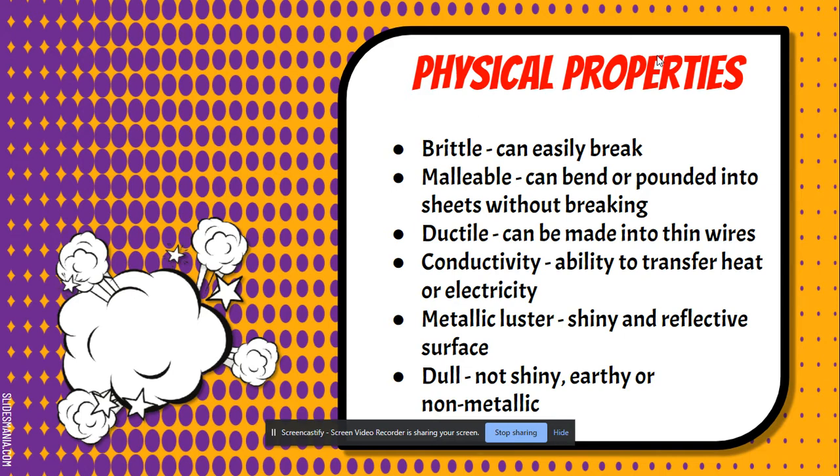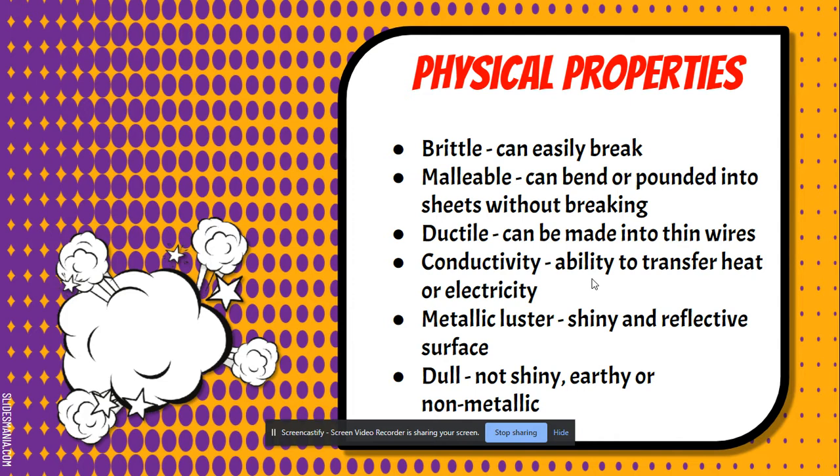The physical properties are brittle. This means they can easily break. Malleable, or malleability. This means they can bend or be pounded into sheets without breaking. Think about aluminum foil. Ductile. They can be made into thin wires. Think about the wires in your chargers, those thin copper wires.